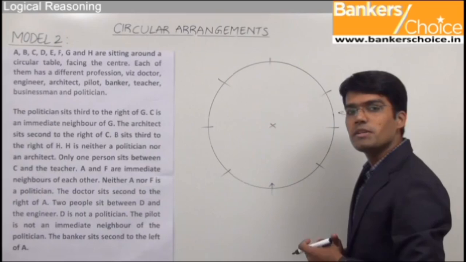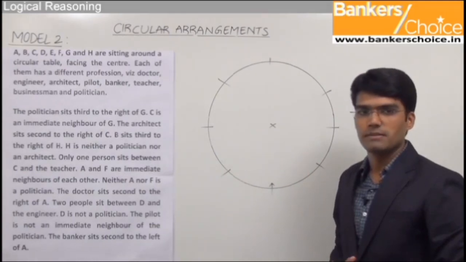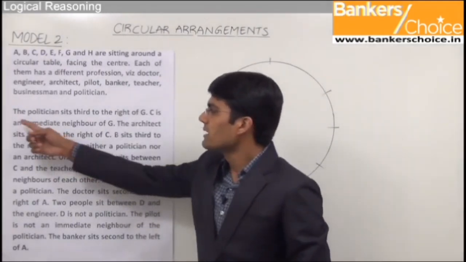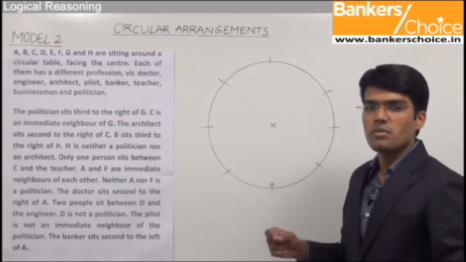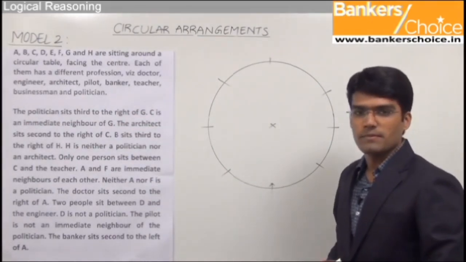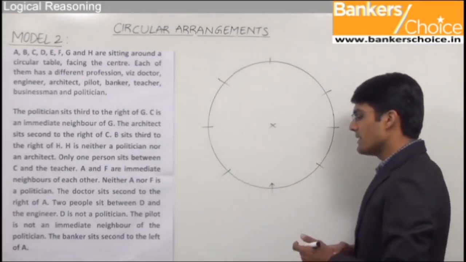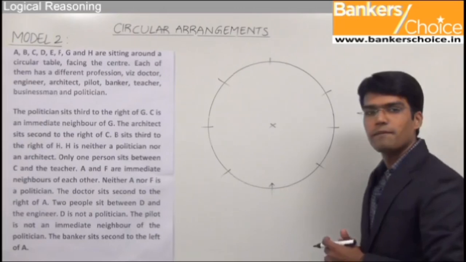Now let us read the given statements one by one and try to mark the positions of these persons around the table. The first statement here is, the politician sits third to the right of G. So the person who is the politician has to sit 3 places away to the right of G. Now as we have discussed earlier, it is always better to start from the bottom of the circle when the persons are facing the center.